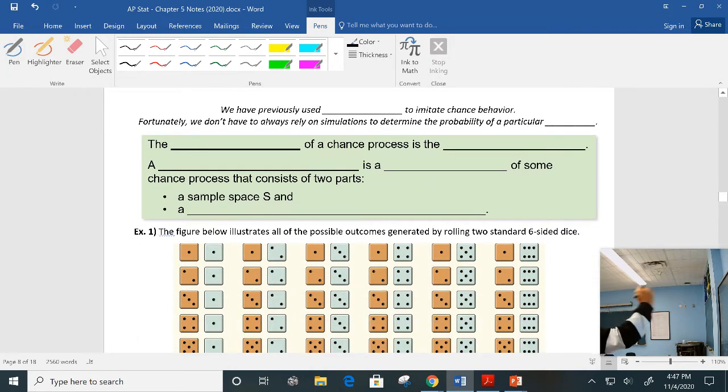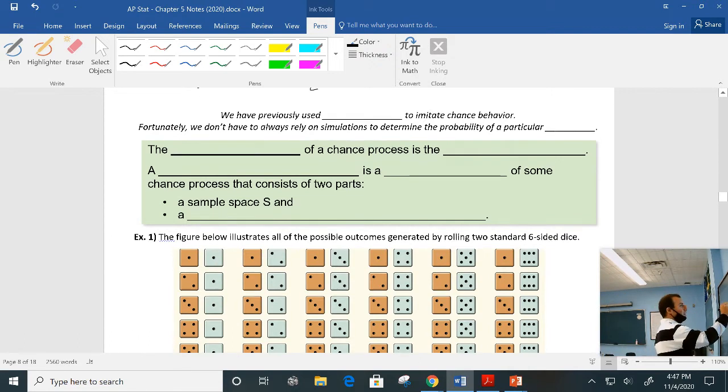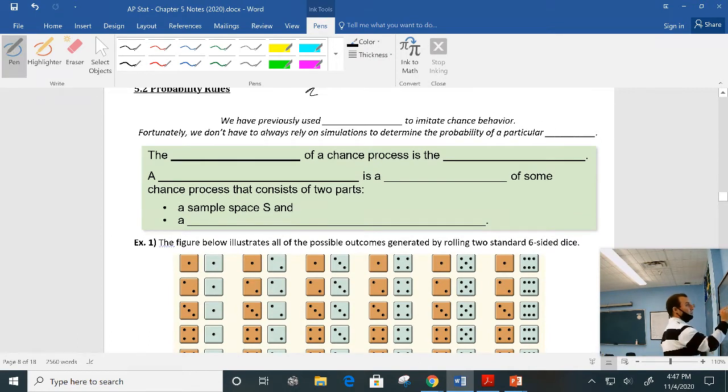So in our last lesson, we used simulation to imitate chance behavior. But as we saw last class, simulations can get a little bit tedious and time-consuming, and can be a little bit difficult and annoying to do. So most of the time, we'll find the theoretical probability of doing something, and we won't have to do a simulation to find that.